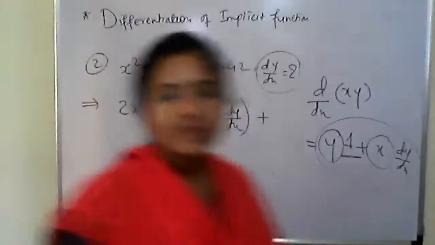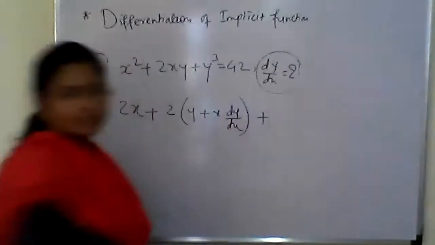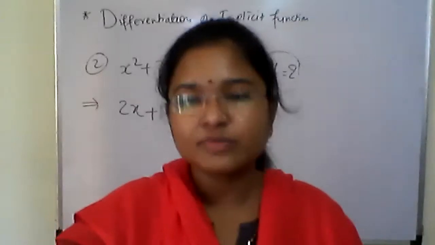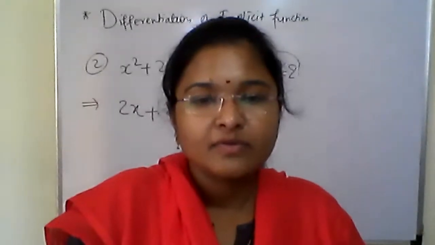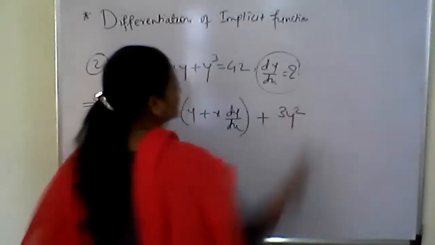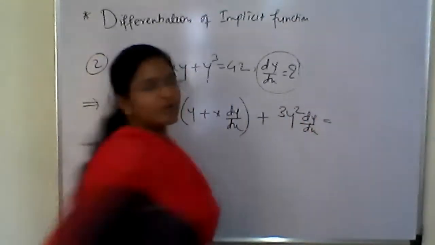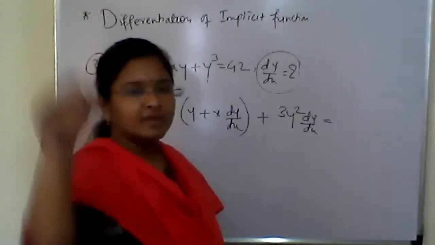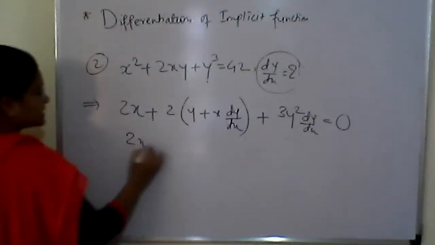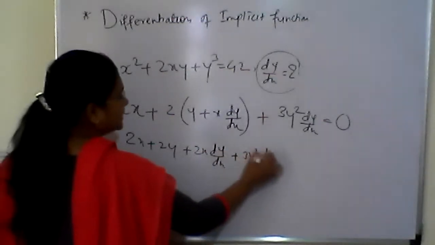Yes, okay. So here, now what is the derivative of y cube? Suraj, what is the derivative of y cube? 3y square into dy by dx. Yes, very good. 3y square by using the x raised to n form into derivative of y with respect to x. Derivative of 42 will be 0. So what do we have now? 2x plus 2y plus 2x dy by dx plus 3y square dy by dx.